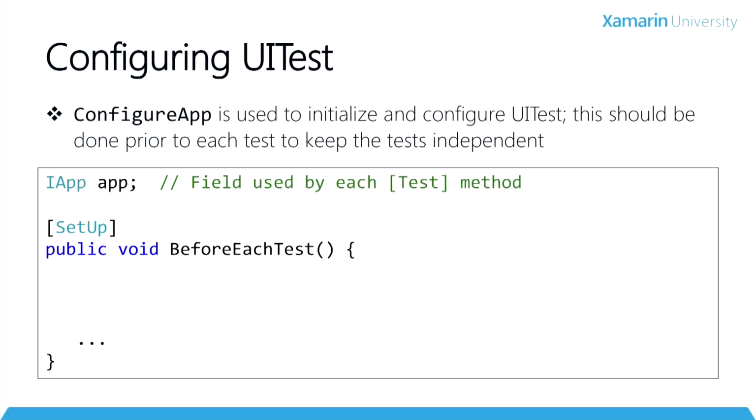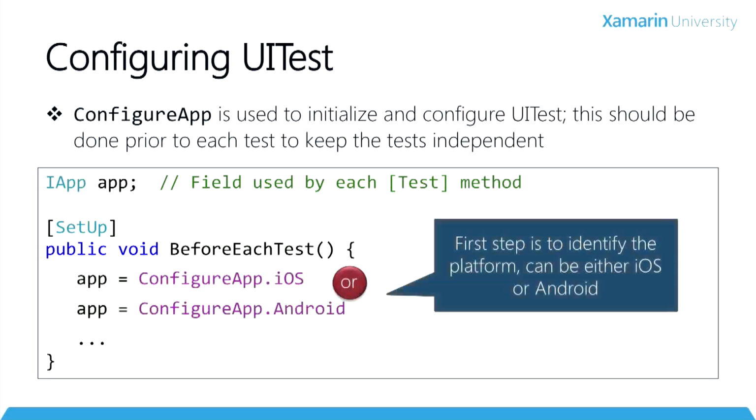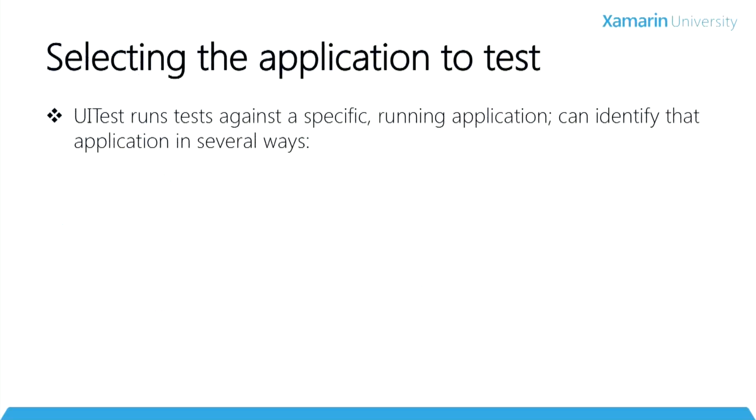to create your IApp. And then to get the IApp interface, we'll use the ConfigureApp static class, which uses a fluent syntax to perform all the initialization and setup tasks. It starts with identifying the platform. There's two properties on it today, iOS and Android, which will obtain the concrete implementations. You will then typically cache off the result in a field of the test fixture for each of your tests to use. But identifying the platform isn't the only piece of required information. We also need to identify the app that we want to test. There are three ways we can identify the application we want to work with.